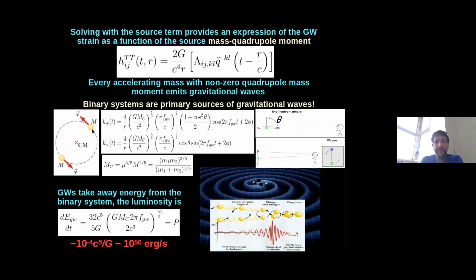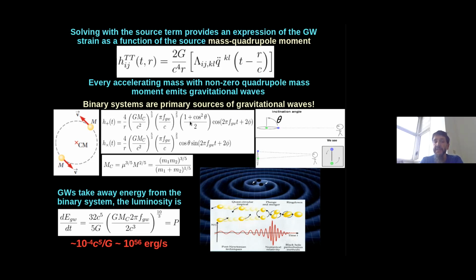And as I was saying, it's particularly simple to assume that these two objects are point-like masses and to work out what the second derivative of the quadrupole mass moment is in this case. What you get is the formula that I plot here in the center, which gives you the two wave polarizations as a function of the parameters of the system. You see the two polarizations h plus and h cross are proportional to the chirp mass, which is a specific combination of the two masses of the objects, to the 5/3, times the frequency of the wave to the 2/3.